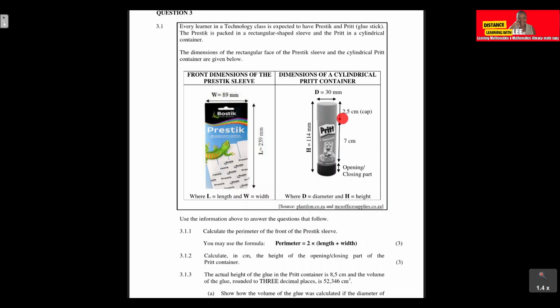We're also given the height of our cap as 2.5 centimeters. Then we're given the height from there to there of 7 centimeters. We're also given the height of the opening or closing part of our Pritt. Everyone knows what this is, guys. It's the part that you turn when you want your Pritt to pop out. We have to determine what that height is, because it is not given. We are told that L stands for the length, W stands for the width, D stands for diameter, and H is for the height.